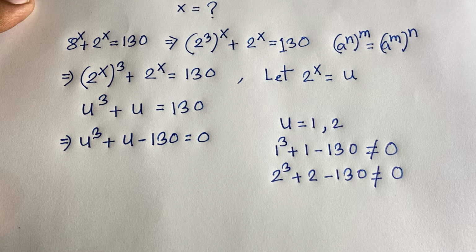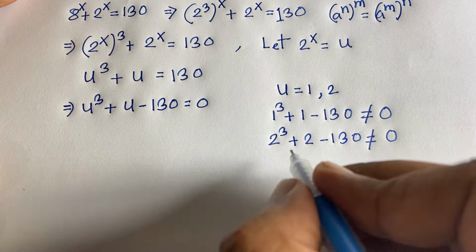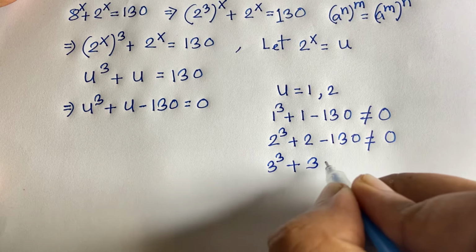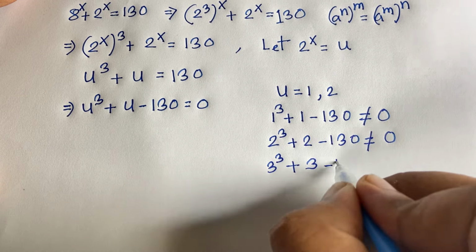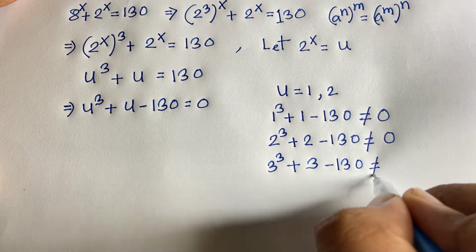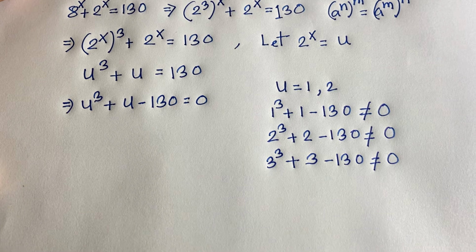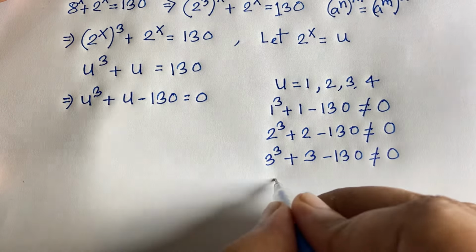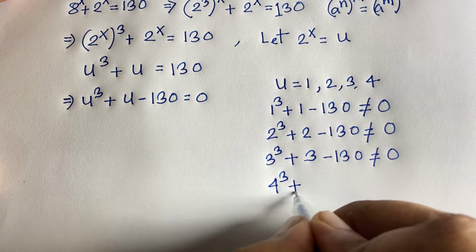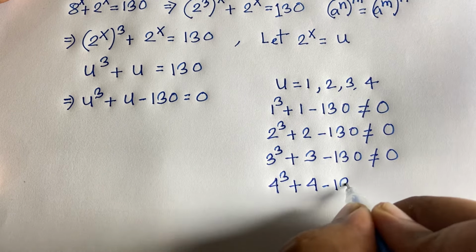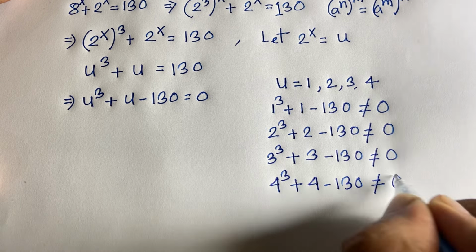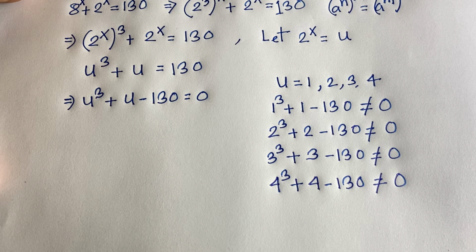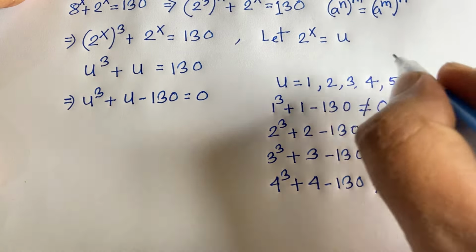If you think u is equal to 3, then 3 to the power 3 will be 27 plus 3 will be 30, which is not equal to 0. Then if you think u is equal to 4, you can see easily 4 to the power 3 plus 4 minus 130 is also not equal to 0.